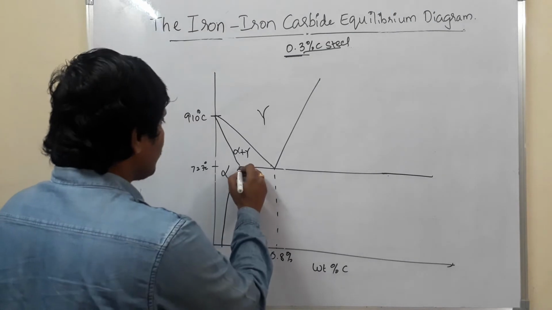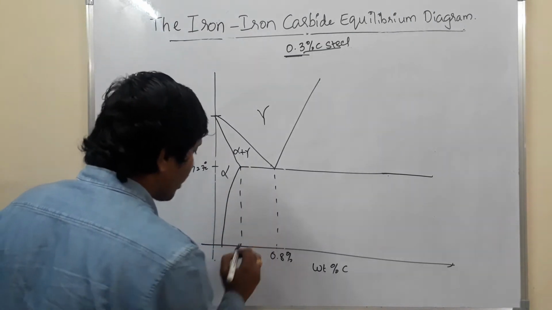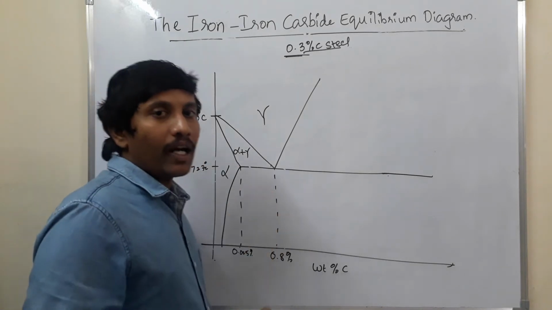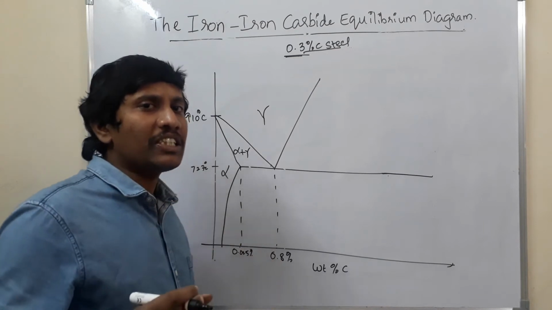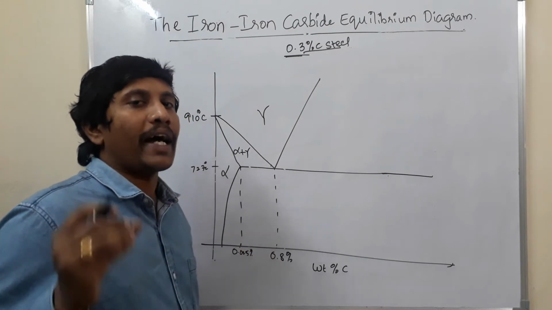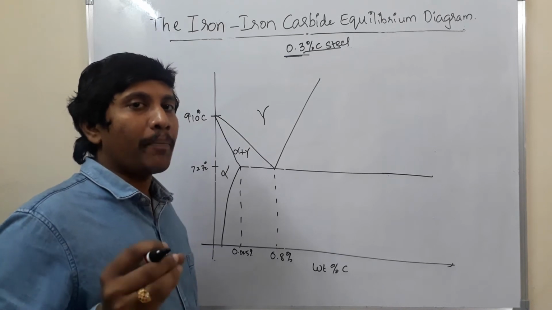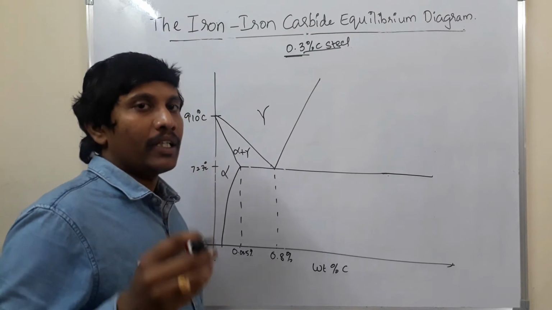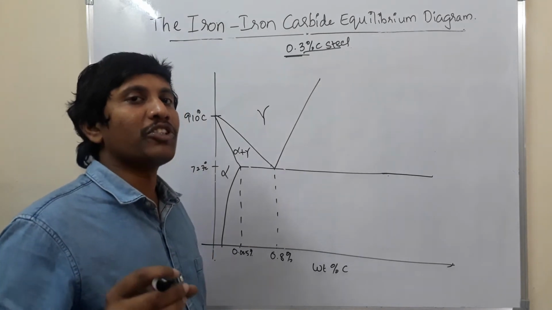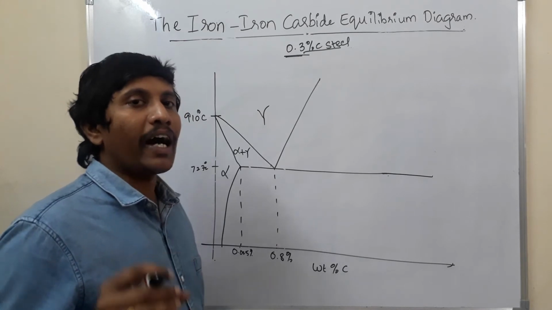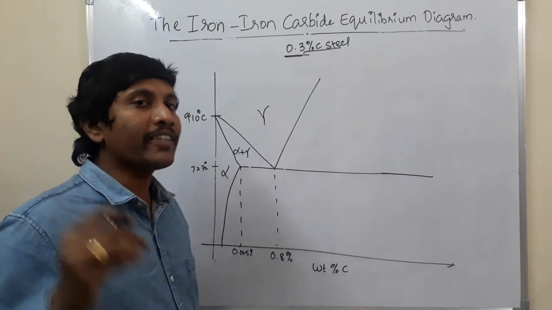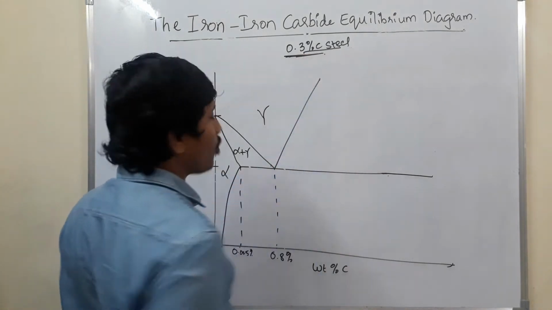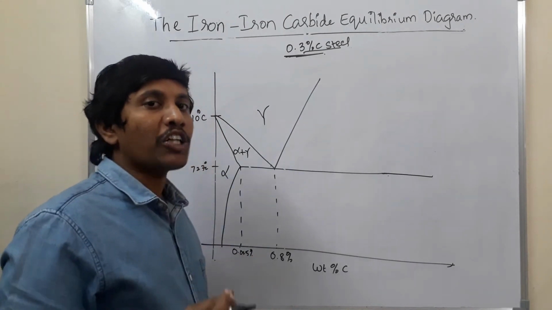This point corresponds to 0.025 percent carbon. You all know that alpha ferrite is an interstitial solid solution of carbon in pure iron. The maximum solubility of carbon in alpha ferrite is 0.025 percent. The solubility of carbon in alpha iron is very low and can be assumed negligible. That's why alpha ferrite is very soft and ductile. It possesses high toughness. I am taking an alloy of 0.3 percent carbon steel and heating it to a temperature in the austenite region.